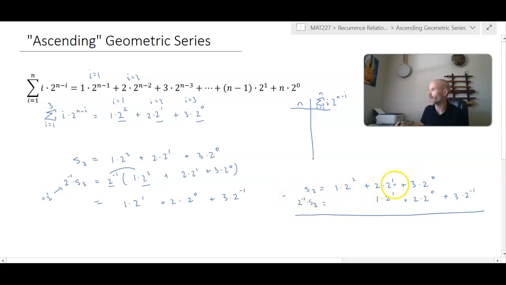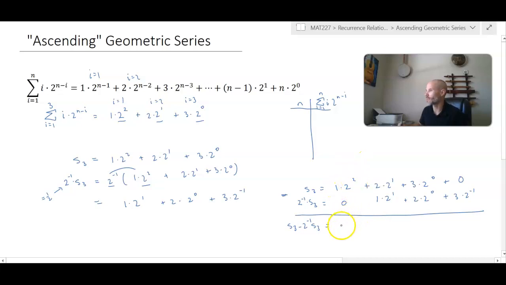Now I'm going to subtract these. The reason I'm going to subtract them is because we'll be able to reduce the coefficients of the 2 to the first and the 2 to the 0. We'll be able to reduce them by 1. This first term, this is subtracting 0. You can think about this as 0 over here. So subtract these: S3 minus 2 to the negative first times S3. That's just as good as we can write that right now.